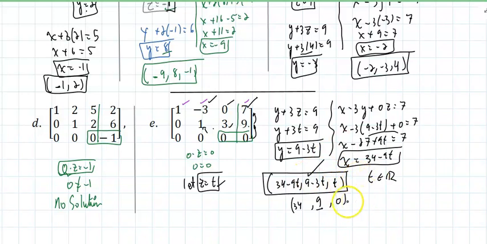You want another solution? Not a problem. Pick another value for t. Let's say t equals 1. 9 minus 3 is 6, and 34 minus 9 is 25. So you have an infinite amount of solutions, but they must satisfy this relation. And that's where we're going to stop for this video.